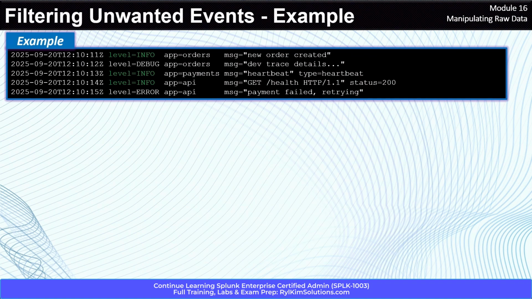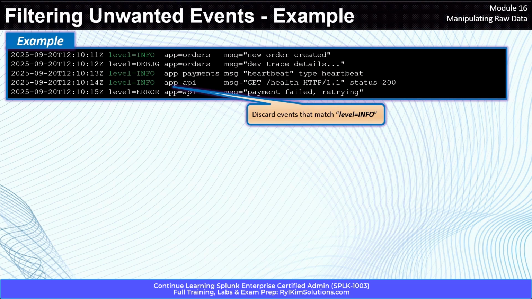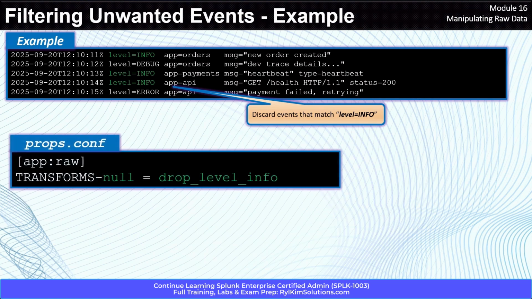So in our example here, what we want to do is match events that have level equal to info. So we are taking events with severity equal to info, and then we are just going to discard those. We don't want to index those kind of events. So what we do then is that we are going to go to our props.conf, and in this specific case, we are applying it to a source type, which is app::raw here.